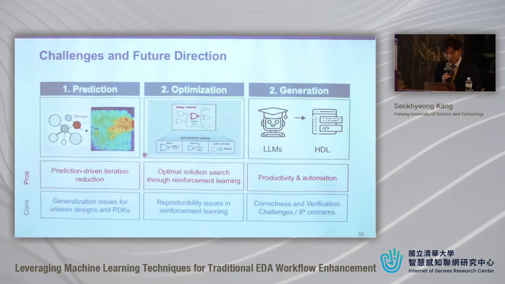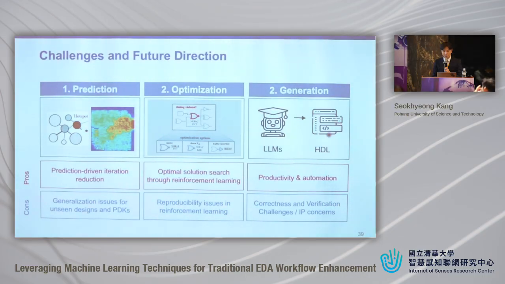In the optimization, usually we are using reinforcement learning, but the limitation of reinforcement learning is reproducibility issues, right? And also in the generation, if we can use LLMs for code generation, then productivity will increase, right? But there are still many issues, such as correctness and verification challenges.